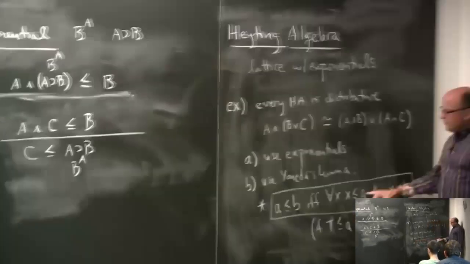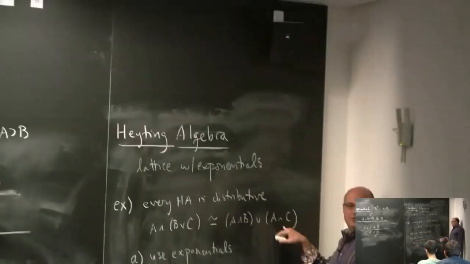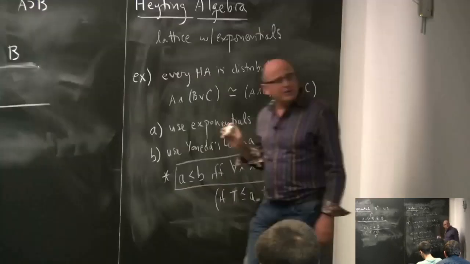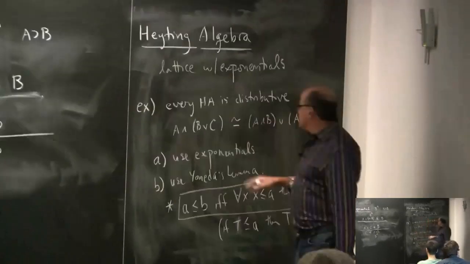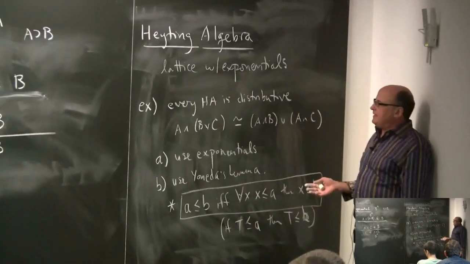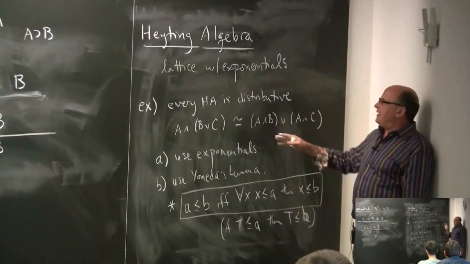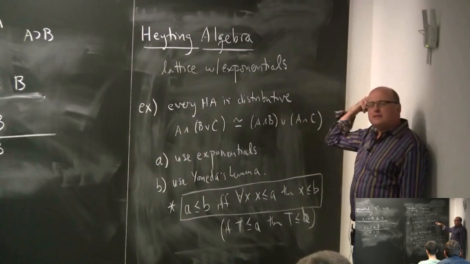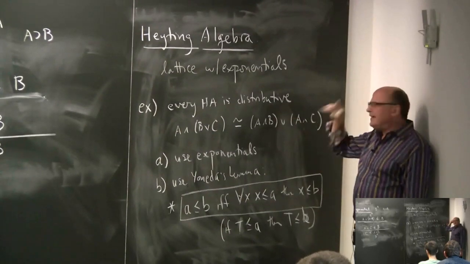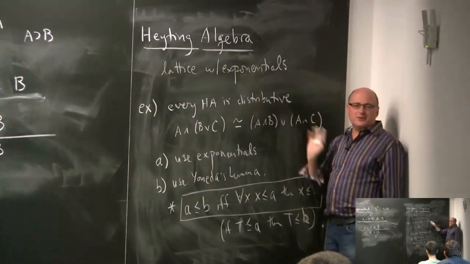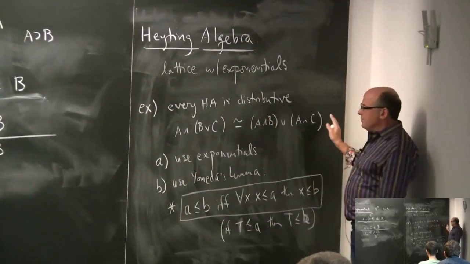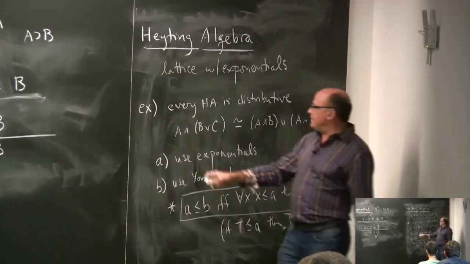Okay, so if you use this and you use exponentials, you'll be able to prove distributivity. Sometimes in the literature, people will define a Heyting algebra to be a distributive lattice. Somewhere they got to get exponentials in there. Anyway, it's important that it be distributive. But you'll see it comes up. So it's important to check that it's distributive.